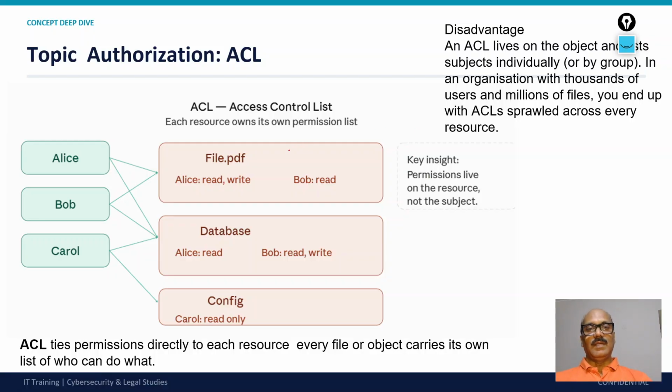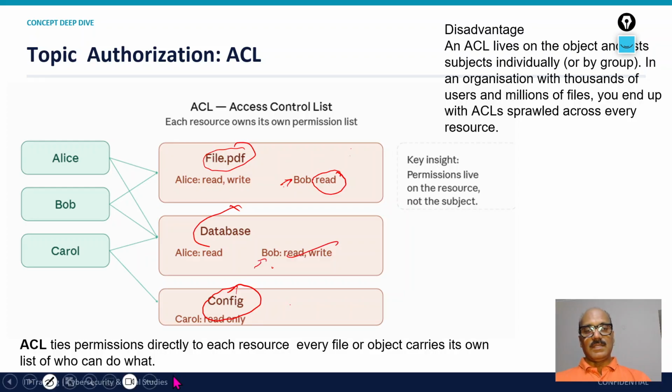Okay, now here, this diagram makes it much easier to understand the ACL. As I mentioned, this file is one resource, the database is one resource, and the system configuration files are another resource. So you can see here this resource has a read, and Bob is mapped to that. Read, write, again Bob is mapped like that.